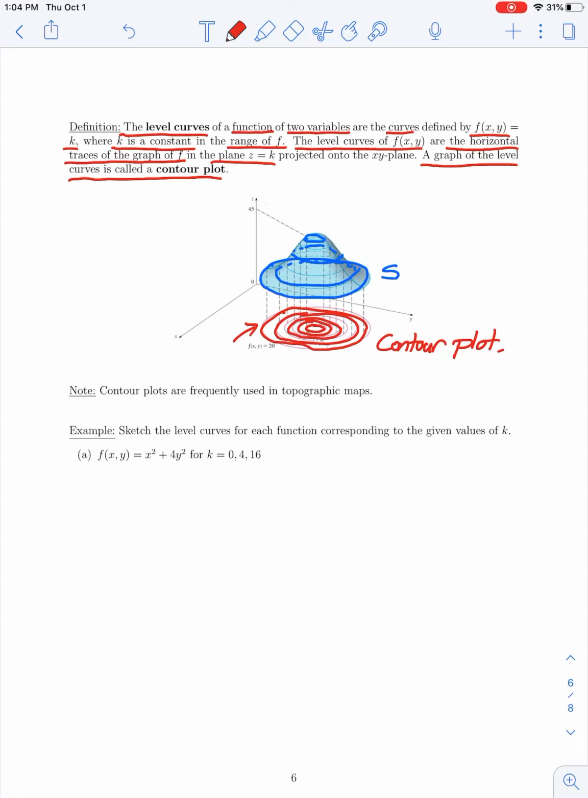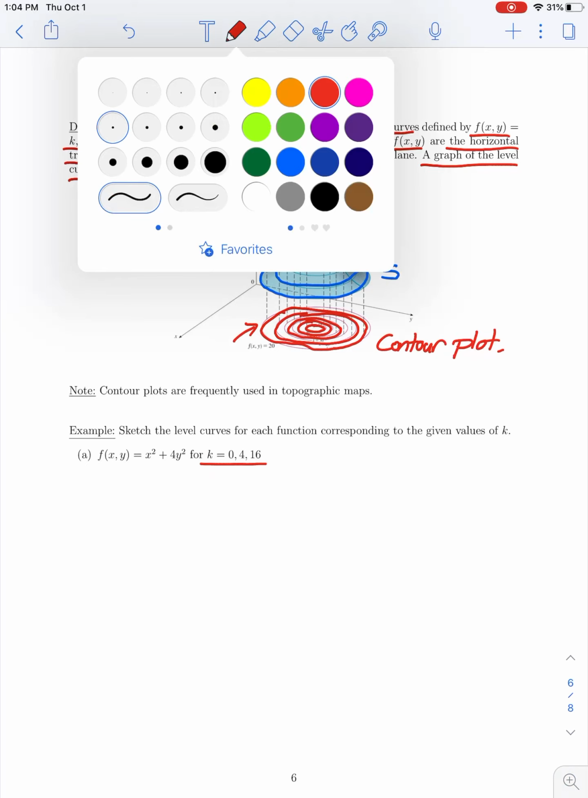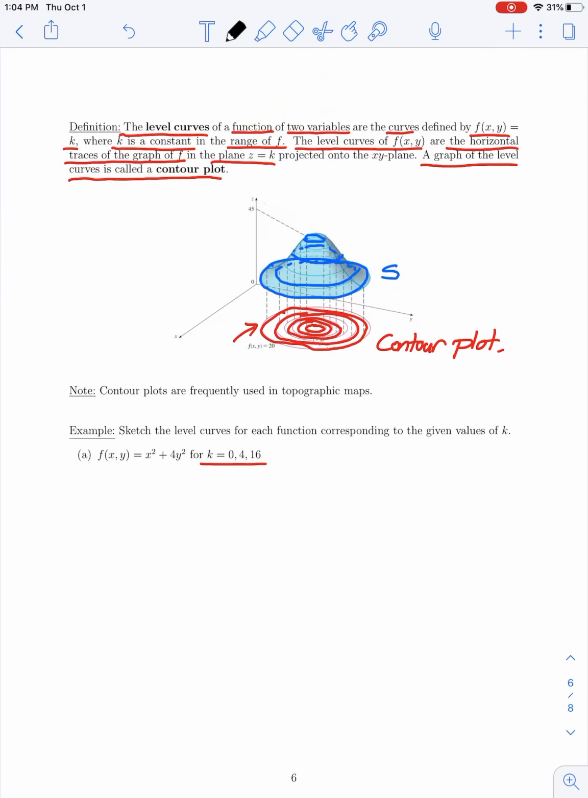So here we are asked to sketch the level curves for each function corresponding to the given values of k. So in part A, we have the function f of xy is equal to x squared plus 4y squared. And we're asked to sketch the level curves corresponding to these values, k equals 0, 4, and 16. So in general, our level curves are defined by taking the function f of xy, which is x squared plus 4y squared, and setting it equal to k.